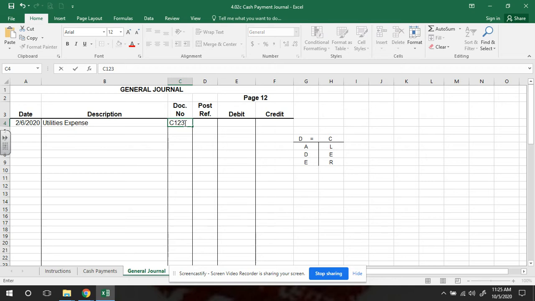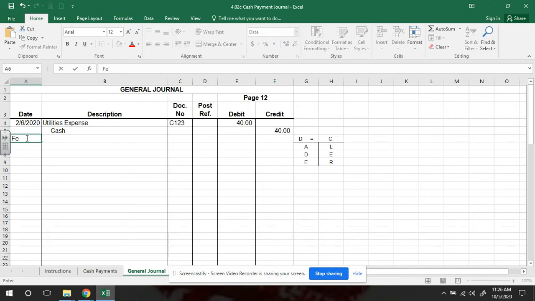This time we have to put the C in front of it. Check 123. If I remember right, it was $40, and it was a cash account for $40. Now, whenever you write your account here that's going to be credited, you have to indent. And that goes with the column that's over furthest to the right.